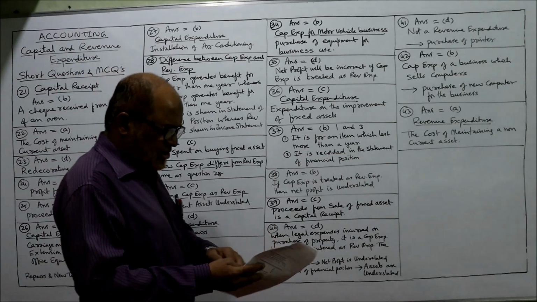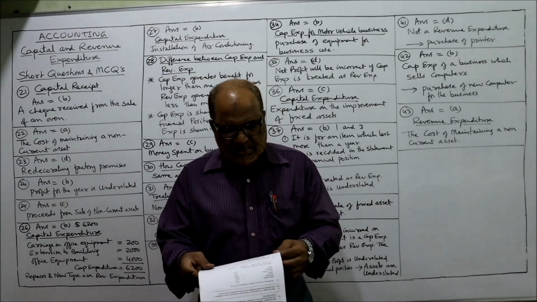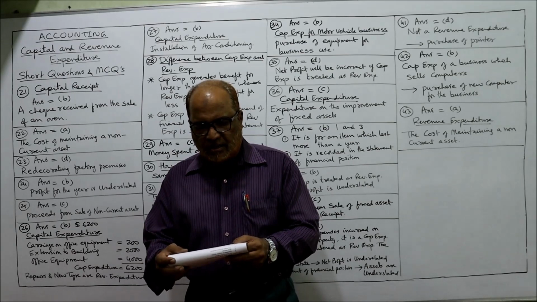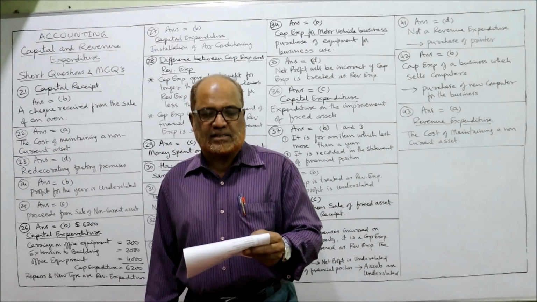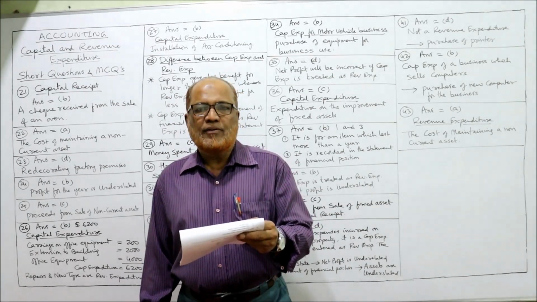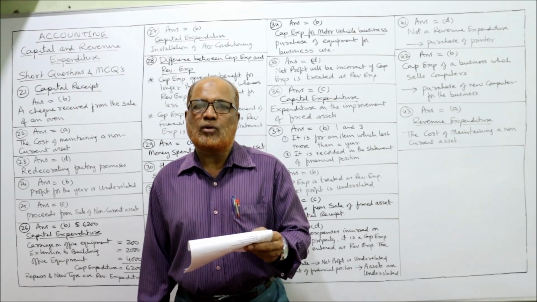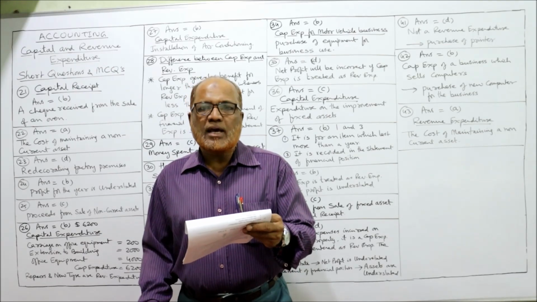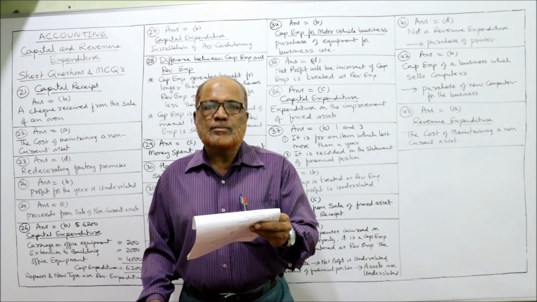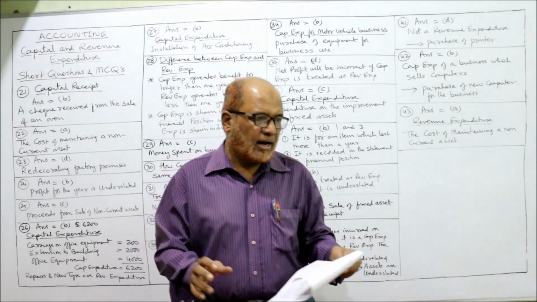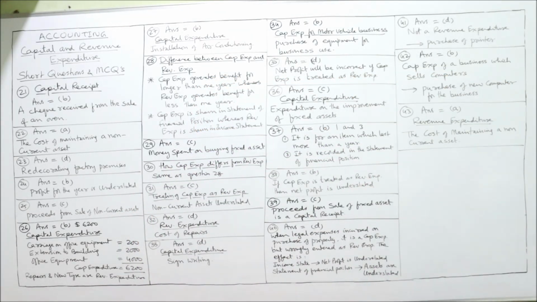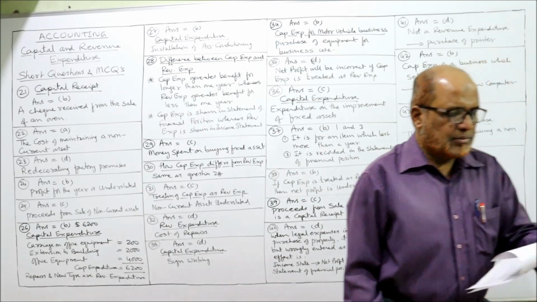Come on, see the 21st problem. Nicholas is a baker. Which item would be a capital receipt? Four answers are given. Which answer is right? You have to find the MCQ answer. So Nicholas is a baker and four items are given, and we have to decide which item is a capital receipt.